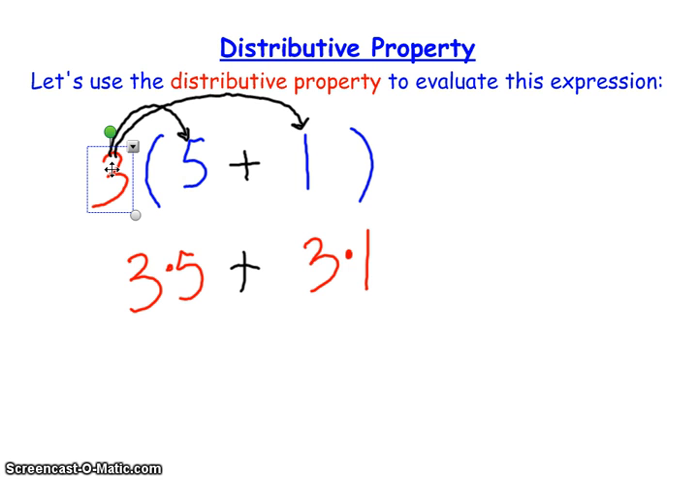Remember, you are going to use the distributive property to get rid of the parentheses and distribute the 3 evenly amongst the 5 and the 1. And this is problem number 1 in your homework assignment.